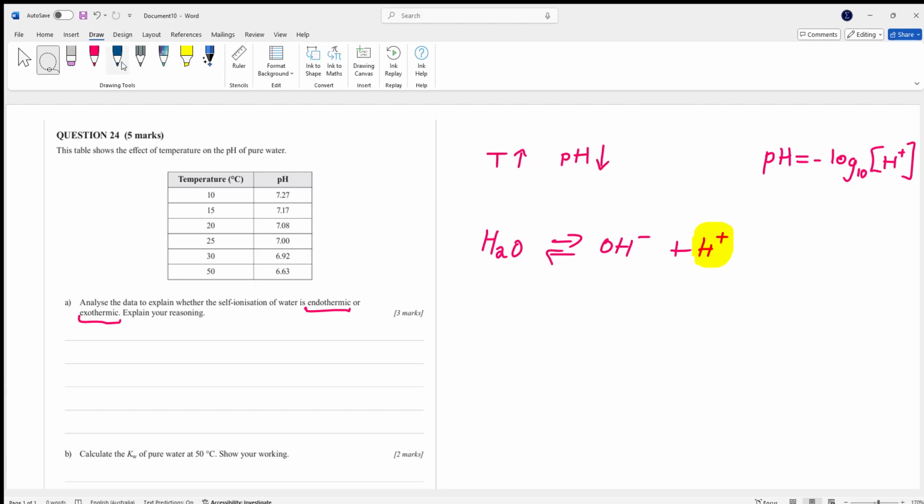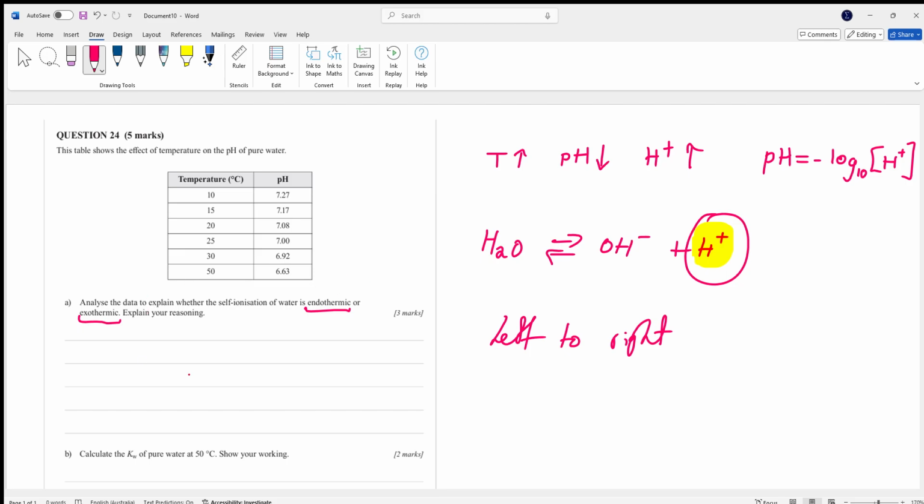Okay? So when they're saying as the temperature increases, the pH decreases, what that directly means is that if the pH is decreasing, the H plus is increasing. So here we've got a cause and effect going on. In order for this to increase, the equilibrium needs to shift from left to right. And the only way it would do that is if it was endothermic or exothermic.